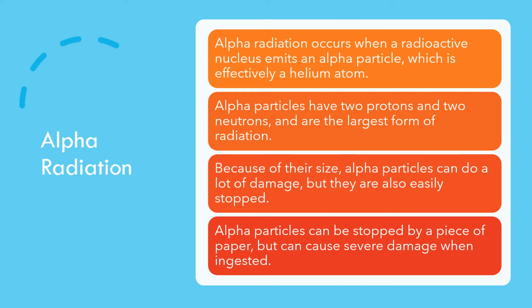Alpha radiation occurs when a radioactive nucleus emits an alpha particle, which is effectively a helium nucleus. It has 2 protons and 2 neutrons, and is by far the largest form of radiation, which is both good and bad. It can do a lot of damage to soft tissues and cells, but it has a tough time penetrating deep enough to actually do this damage. Alpha particles can be stopped by something as simple as a piece of paper, so they really only do their major damage when they are ingested.